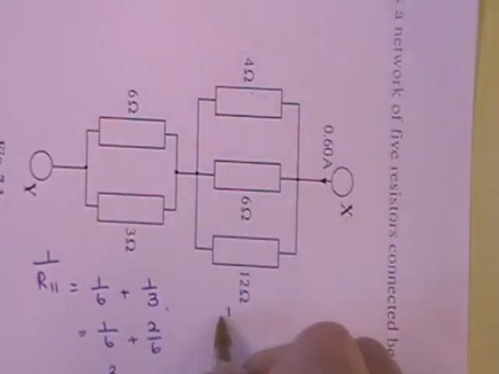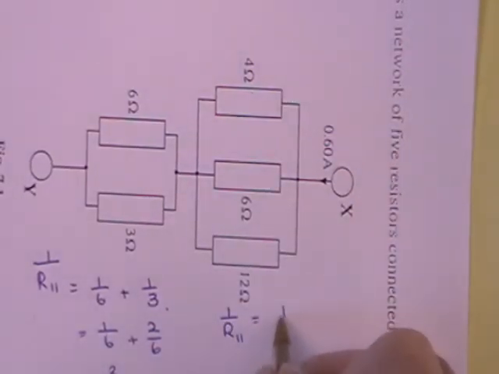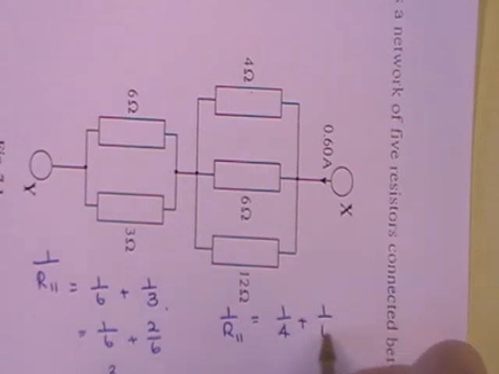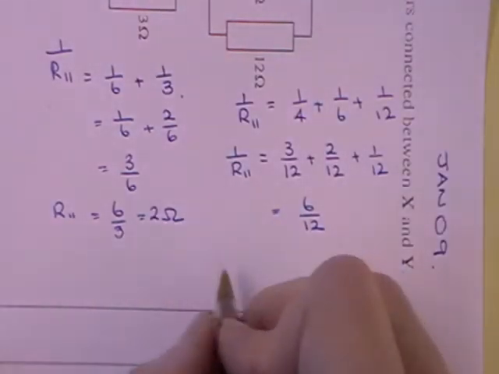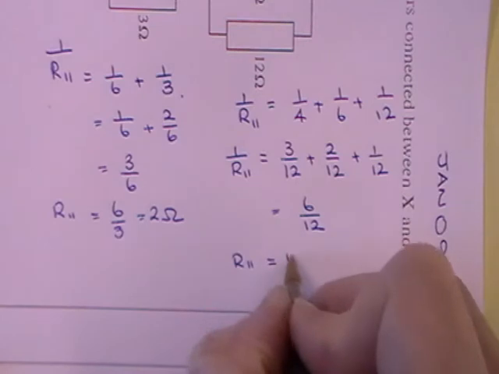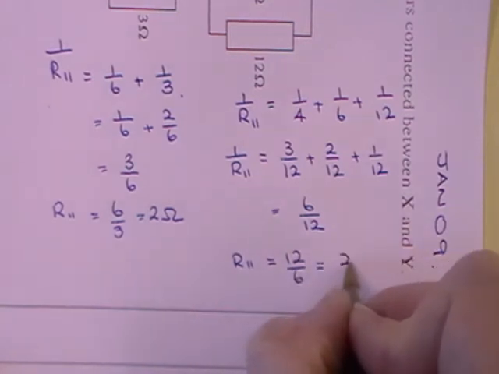For this part here, we've got 1 over 4 plus 1 over 6 plus 1 over 12. So that's going to give you, in twelfths, 3/12, 2/12, and 1/12, and in total that's 6/12. And therefore the parallel part for this bit is 12 over 6, or 2 ohms as well.